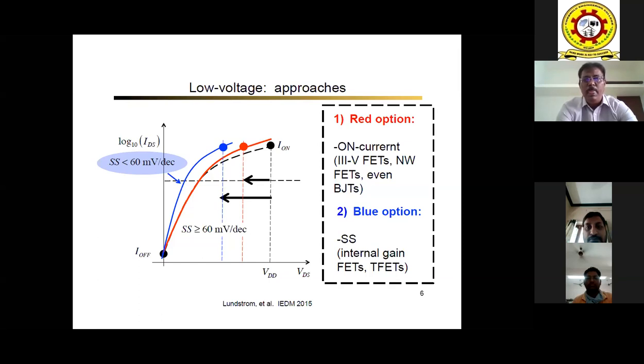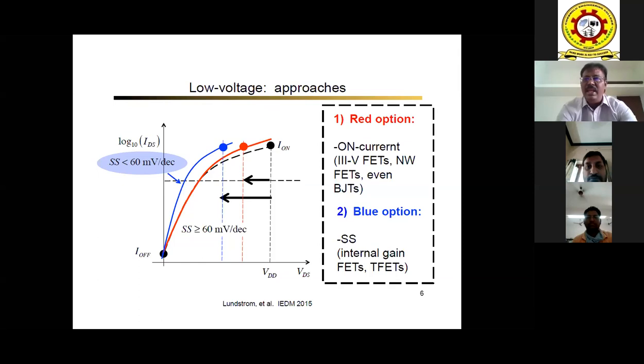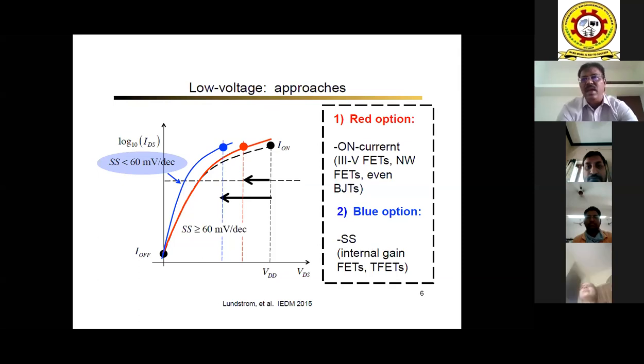So as you see, if you are looking mainly for sub-threshold slope, the promising candidates are obviously internal gain FETs and TFETs. We cannot say that one particular design is renowned, because you have your trade-offs. If I want more SS, then maybe TFET is not the right candidate. Depending upon our design requirements, you need to go for various trade-offs between parameters.